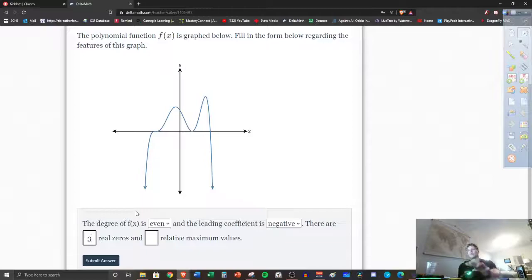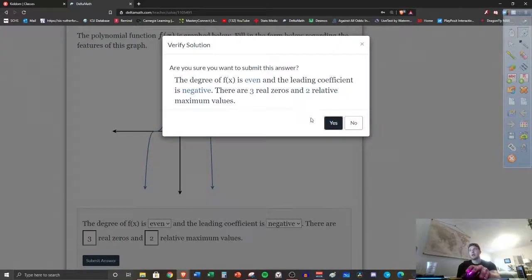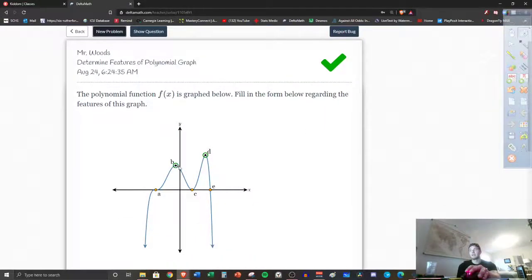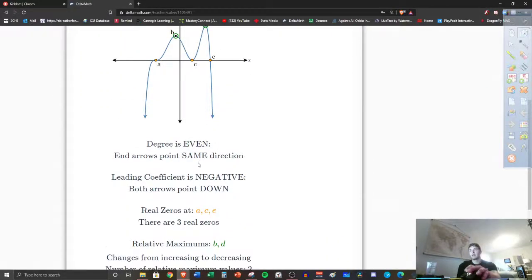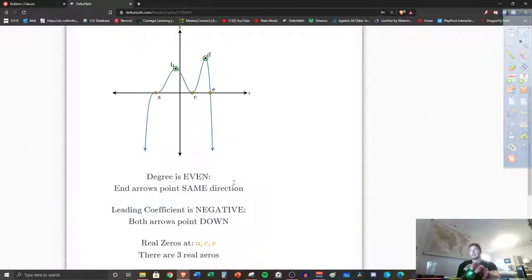Okay. Then the relative maximum value, so maximum, how many are there? We're putting counts. There's 1, 2, so we're going to put 2 in there. We're going to submit that. We got it correct. So here's the zeros and the maximums, and we got the correct response down here.